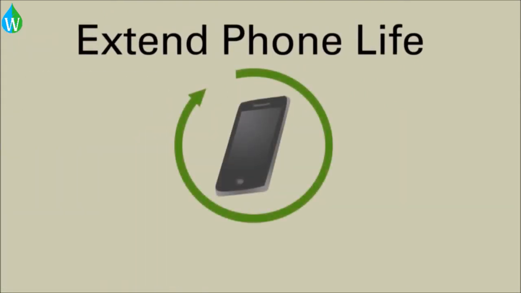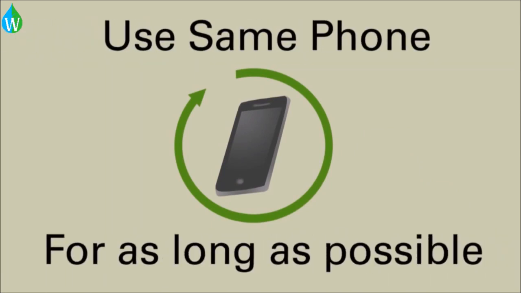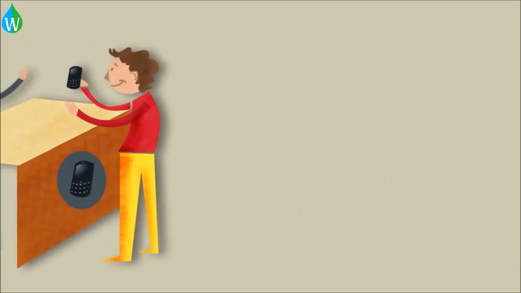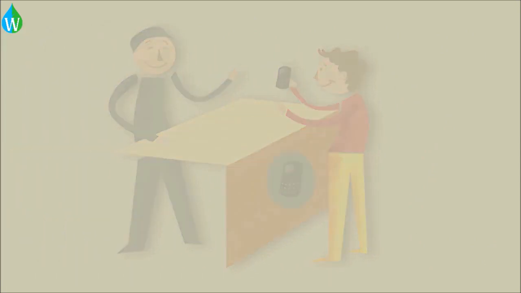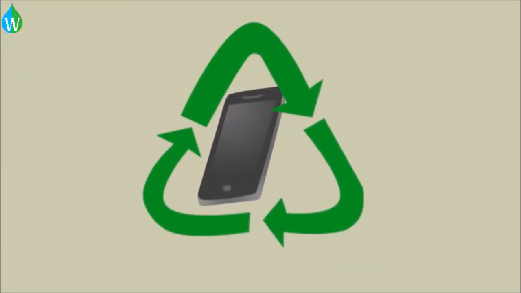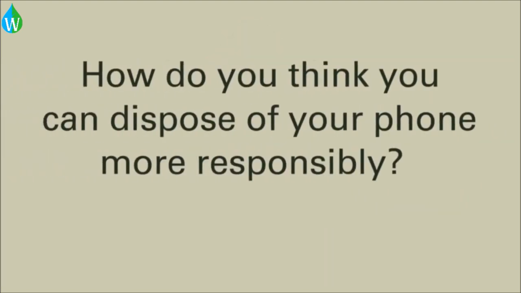One way to extend the useful life of your phone and prevent waste is to use the same phone for as long as possible. When you shop, try to make sure you get the service and the phone that's right for you. Inevitably, each phone will come to the end of its useful life. This is the last part, the disposal stage of the life cycle. How do you think you can dispose of your phone more responsibly?